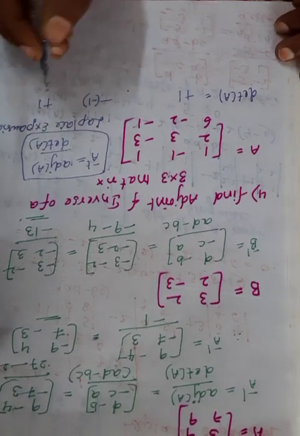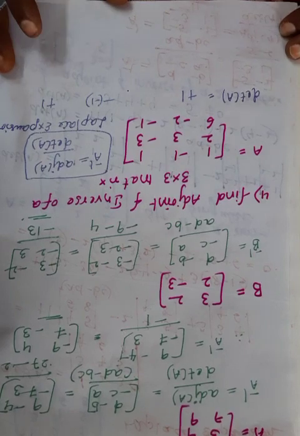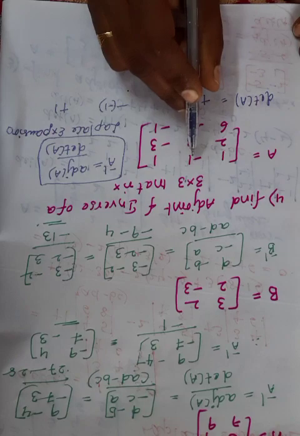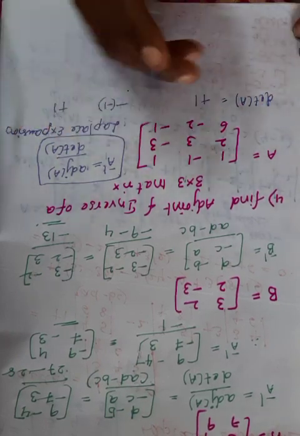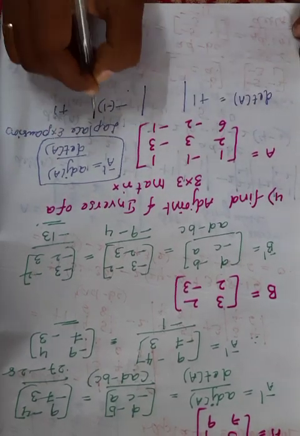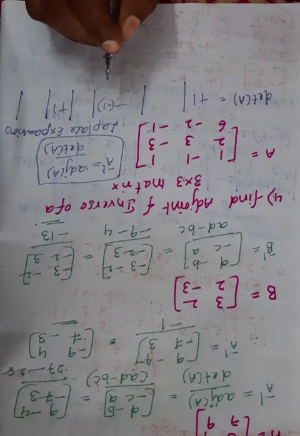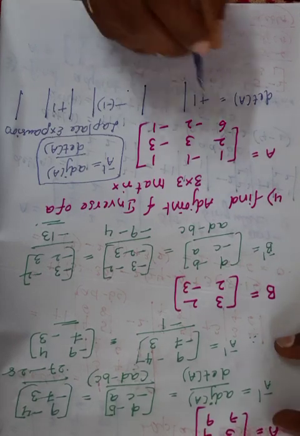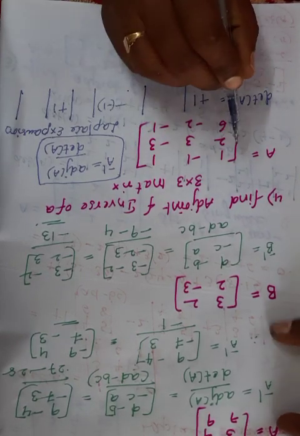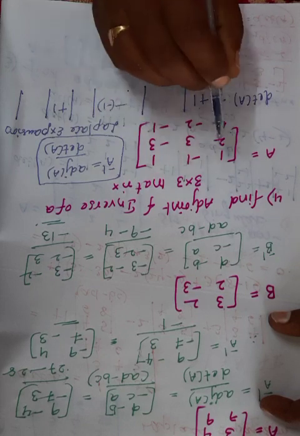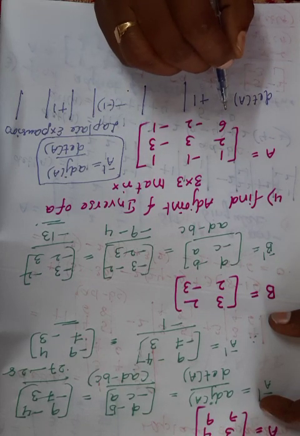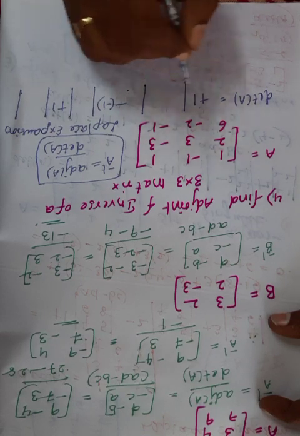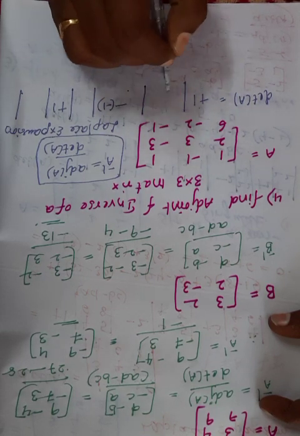So use Laplace expansion to find the determinant of A. Here, expanding along row 1 with elements 1, minus 1, 1, we have to write the minors of the 1, minus 1 and 1 elements. The minor of 1 is, if you cancel the row and column corresponding to the element 1, you will get 4 elements. Those 4 elements are called the minor of 1.